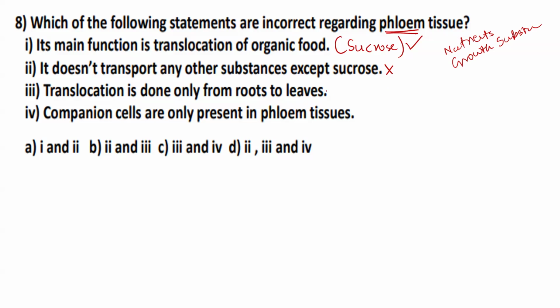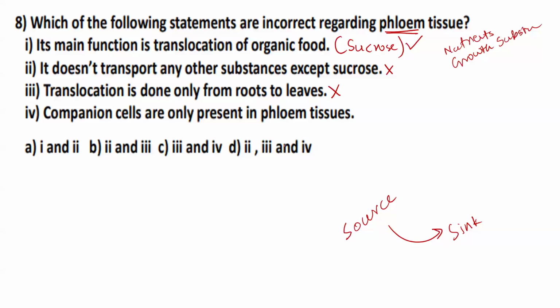Translocation is done only from root to leaves. No, water transportation happens only from root to leaves. But sucrose transportation is leaf to root, root to leaf, leaf to another leaf, root to another root, stem to another part, any part. Starting place is normally known as the source, ending place is known as the sink. From source to sink, it may be from any place to another place. So, the third one is also wrong.